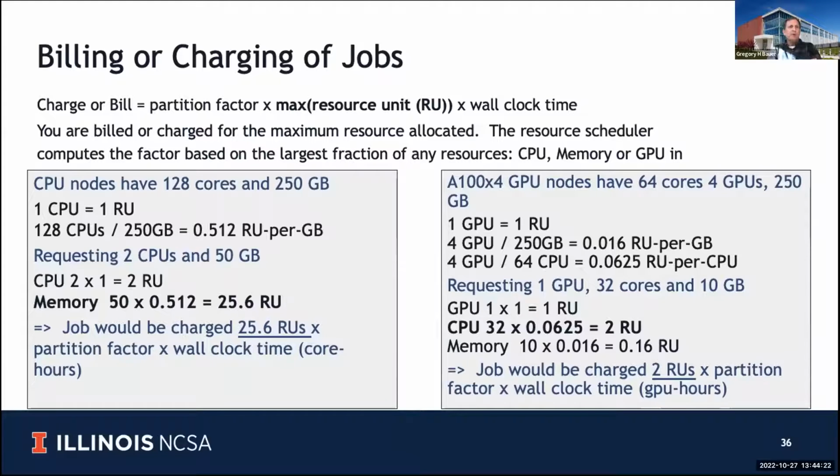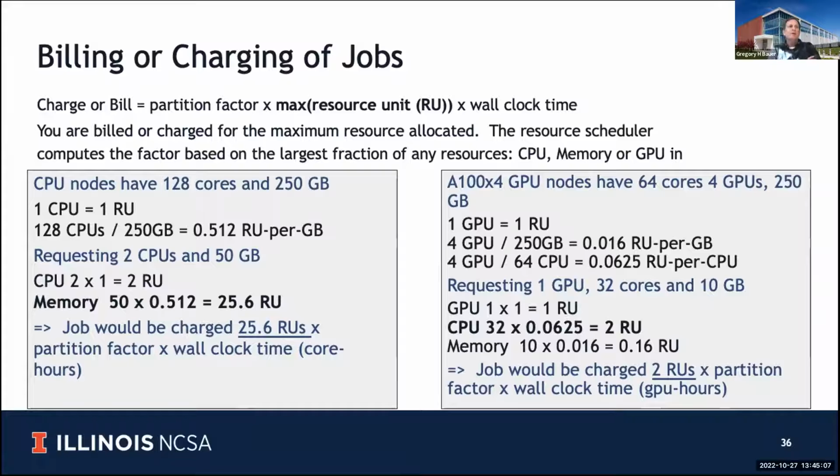So I have two examples here to help you understand how Slurm is deciding what the billing should be. And it's based on what's available on a given node. I'm not going to go into a lot of details here, but there's some simple math. Basically, it comes down to computing the maximum resource unit that would be responsible for providing the resource that you need. So for example, if you're going to request 2 CPUs or 2 cores and 50 gigabytes of memory on a CPU-only node, we'll note that 1 CPU, or 1 core, is equal to 1 resource unit. But with 128 cores or 128 CPUs and 250 gigabytes, there's roughly 0.512 resource units per gigabyte.